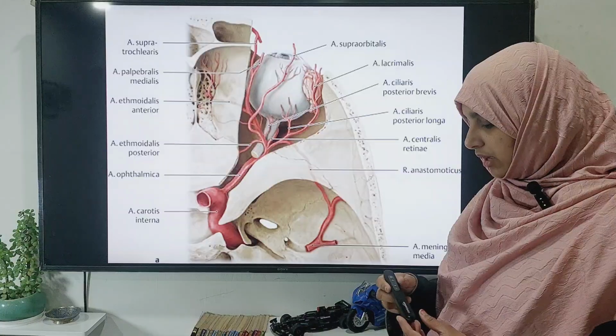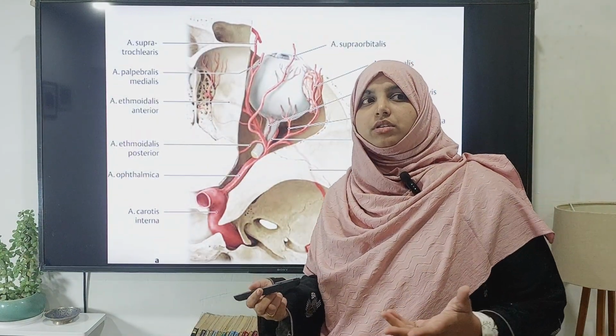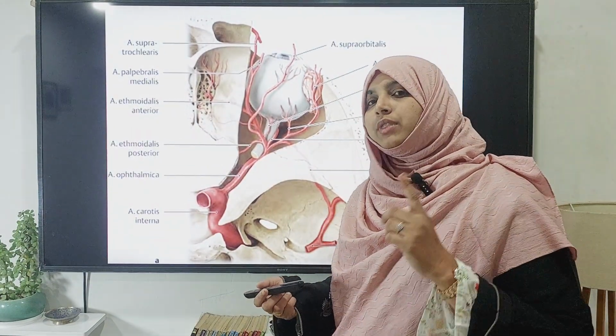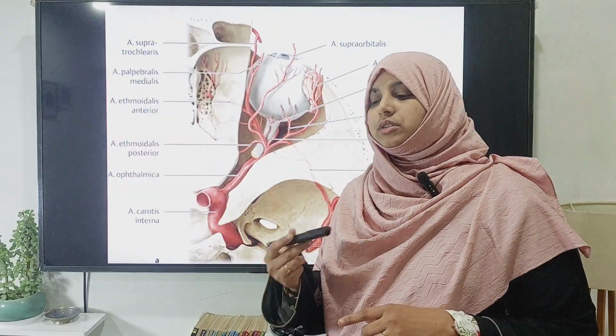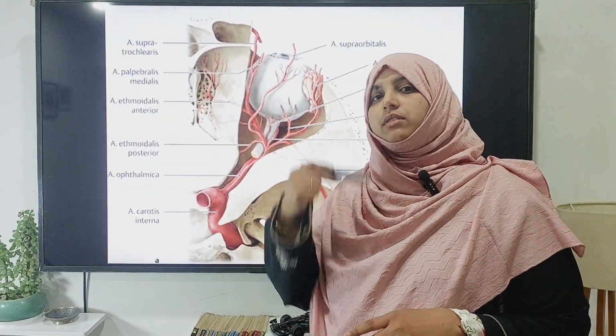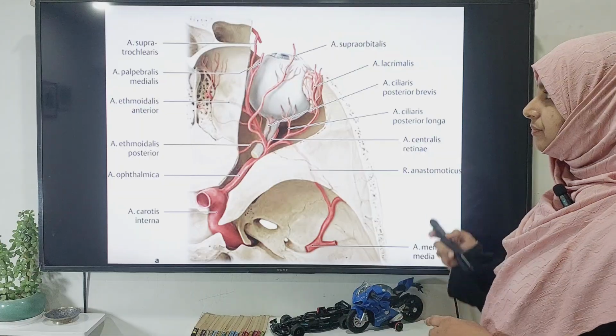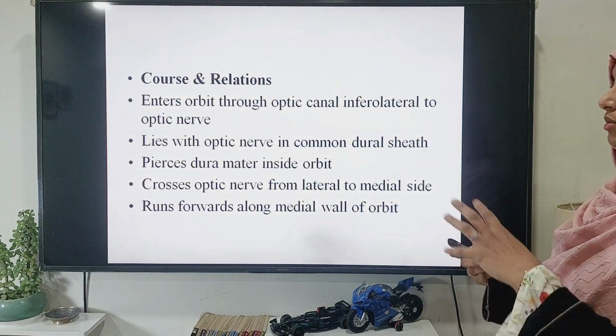Okay. So if somebody asks what is the structure which is crossing the optic nerve, you should say that is the ophthalmic artery. Is it crossing above the optic nerve or below the optic nerve? It is crossing above the optic nerve. So this is what we have seen.